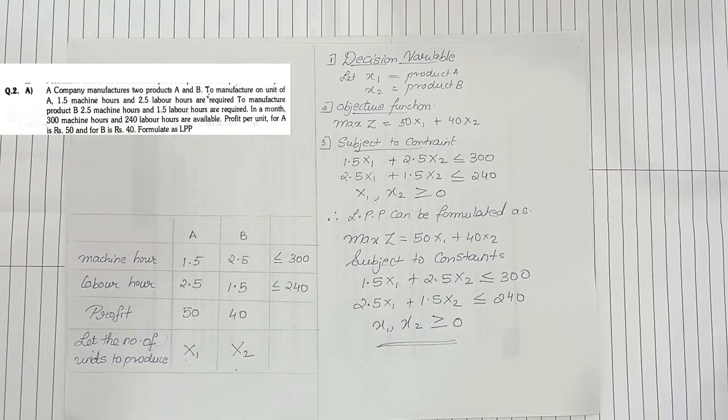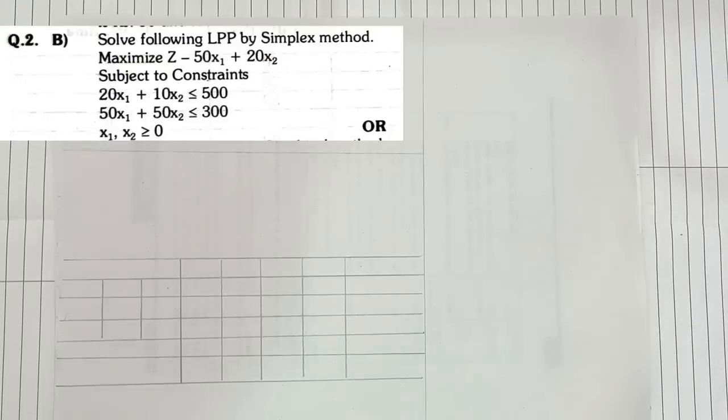Okay, now let us see the next question. The second question is, we'll read it first. It's given that solve the following LPP by simplex method. Maximize z is equal to 50x1 plus 20x2 subject to constraints. They're giving you two equations and then they said x1, x2 is greater than or equal to 0. So now let us see how to solve the sum based on simplex method.